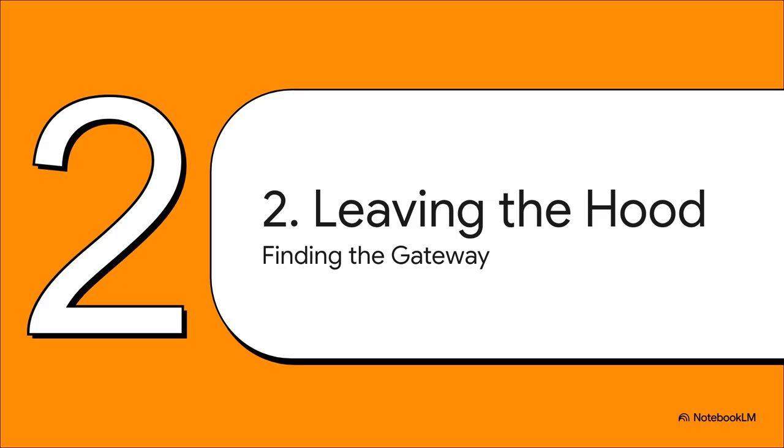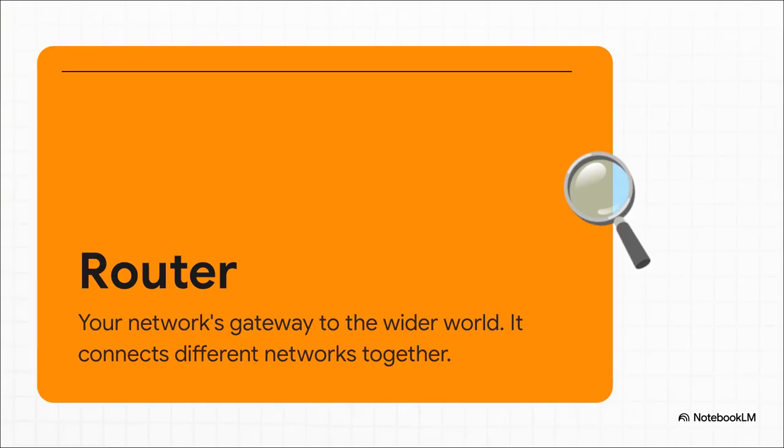Okay, but what happens when the destination isn't local? Our packet looks at the destination IP address and realizes, uh-oh, this address isn't on my street. It can't just shout anymore. It needs to find an exit. It needs to get on the highway. And that is where the router comes in.